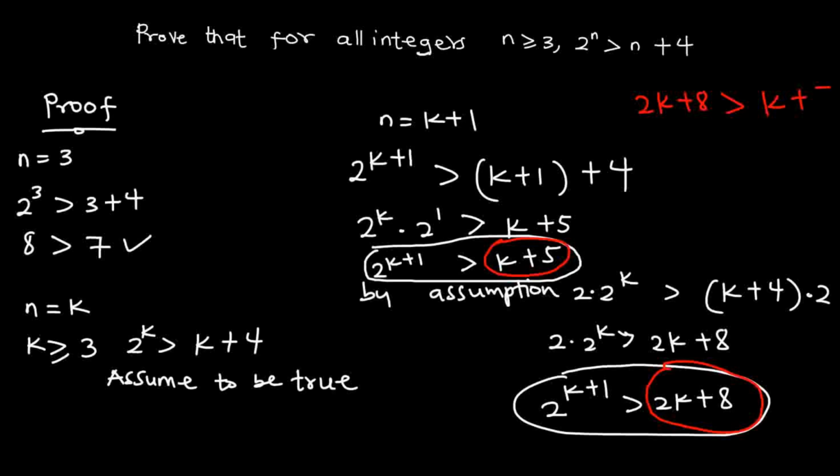And then since 2 to the power k plus 1 is greater than 2k plus 8, it will definitely be greater than k plus 5. So we say that therefore the statement is true for all n values greater than or equal to 3. So this is how to prove such an induction question that involves inequalities.